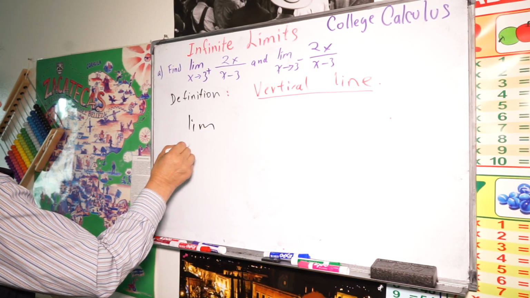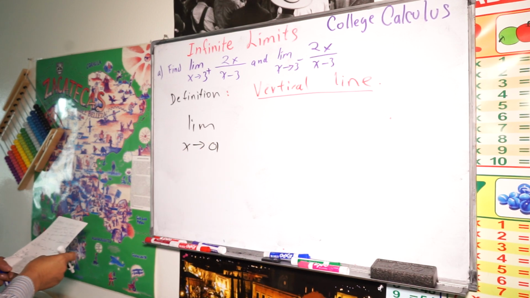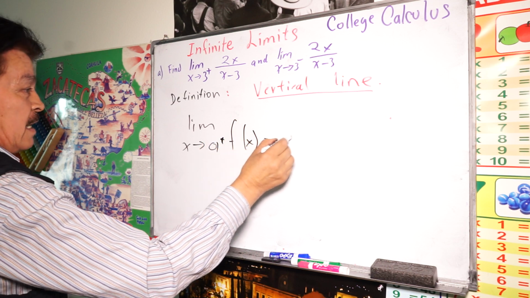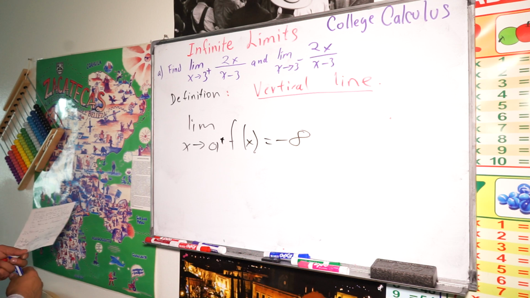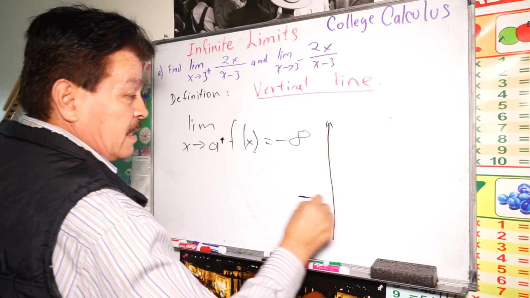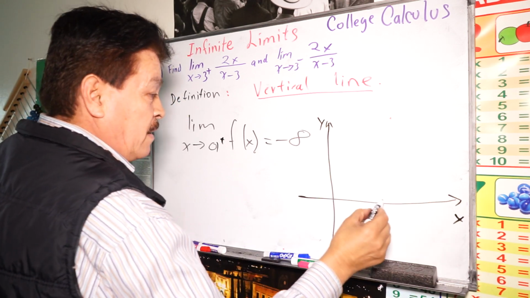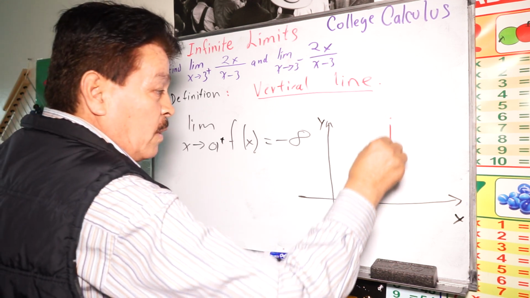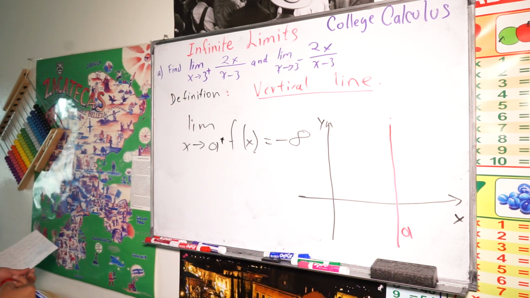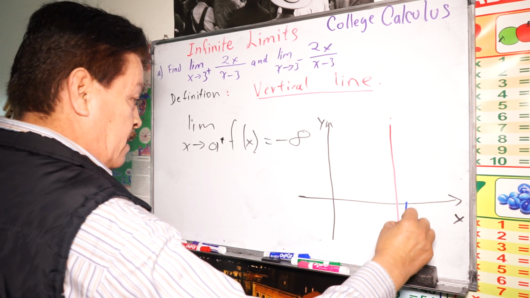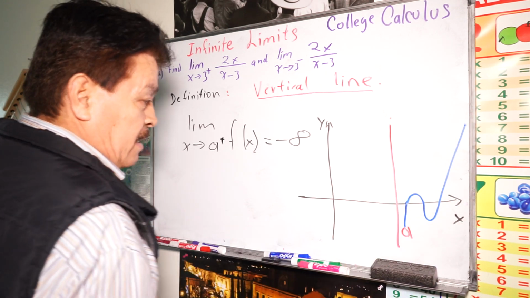Limit when x approaches 8, positive f of x. So the graph is like, let me show the graph like this. X, y, and then the vertical line. The vertical line is this one right there, 8. Then the graph looks like this. Let's see, like that. Okay.